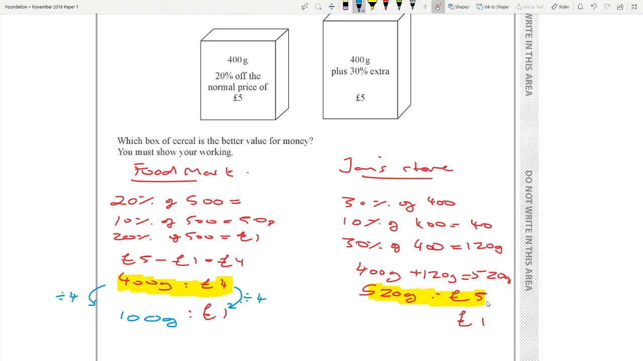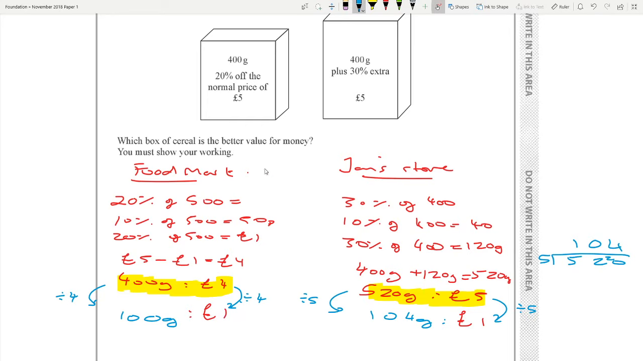Let's see how many grams you get for £1 at Jan store. So to get from 5 down to 1, again you're going to divide. This time you're going to divide by 5, so divide this side also by 5. Okay, 520 divided by 5. If you want to use the bus stop method, you can, or you can do it mentally as well. 5 divided by 5 is 1. 2 divided by 5 doesn't go. Carry the 2. That's 20 divided by 5 is 4. So they get 104 grams. So therefore, Jan store just about wins it.